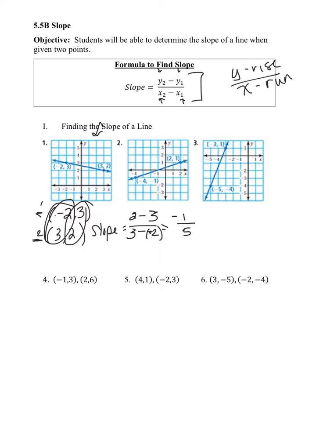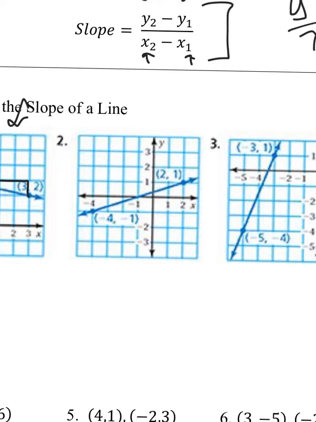And you can see that here. Rise 1, run 1, 2, 3, 4, 5. So I'm showing you 2 different ways to find the slope of a line. Example number 2 has the point 2, 1 and negative 4, negative 1.